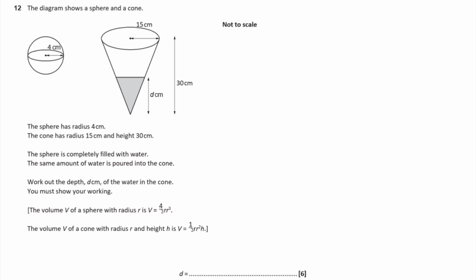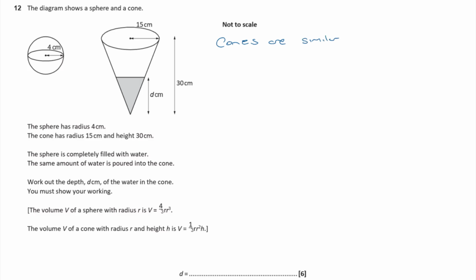Now, in the cone, you can think of it as a big cone and a little cone. You've got the big cone, which has a height of 30 and radius 15, and within that you've got a smaller cone, which has height d and a radius we don't know yet. But you should know that these two cones are similar. They're always going to be similar shapes. So, cones are similar.